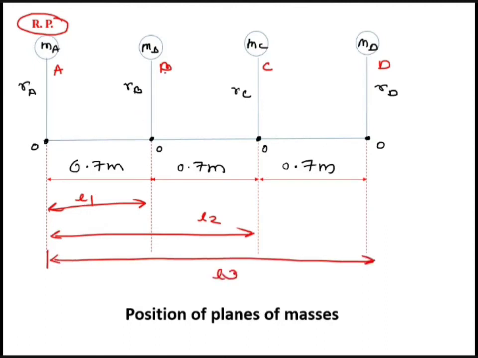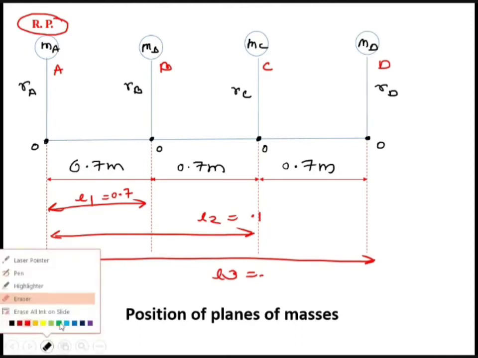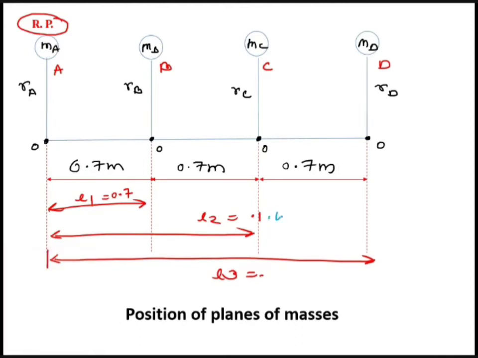Now the distance from the reference plane for A will be 0, B will be 0.7 meter, L2 will be 0.14 meter, and L3 will be 0.21 meter. Sorry, not 0.14 meter, very sorry. Just erase this. Okay, it is 0.7 plus 0.7, so it's 1.4 meter, and this is 2.1 meter, right?